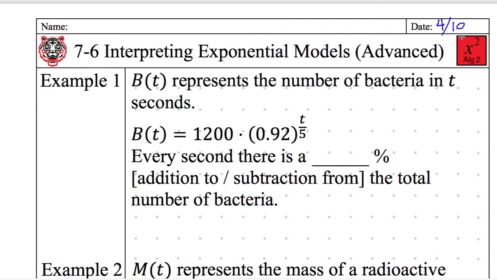The trouble here is I want to know how much this is decreasing by every second. Every second, every 1 second. The problem with this is when I plug in 1 here, that is every 1/5 of a second.